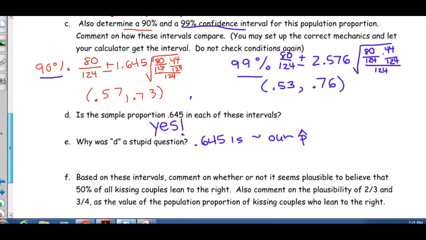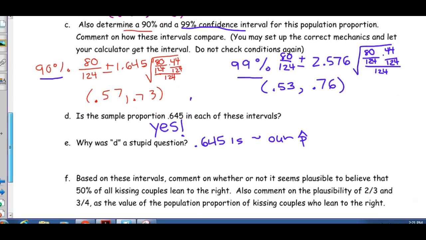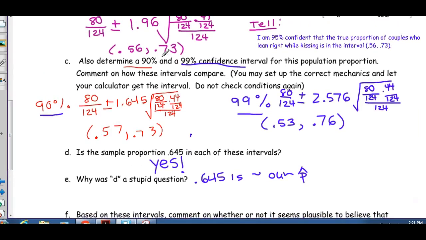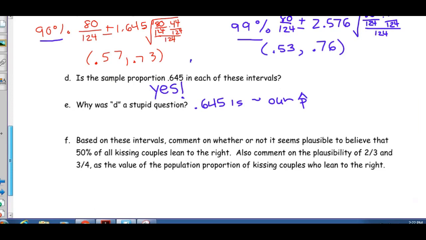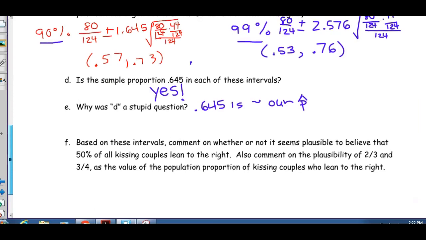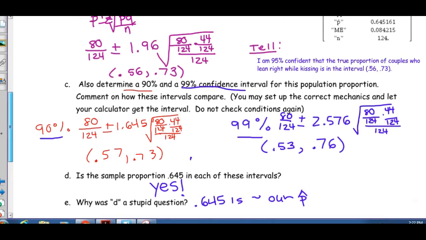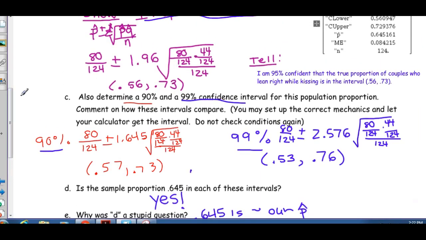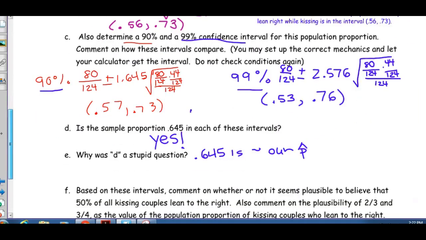When we look for 2/3, that's like 0.66-ish. That exists inside all of these intervals. So that's something that could be plausible. That makes sense to us. 3/4 is 0.75. So not so sure depending on what your confidence level is, because if we look here, when we go to 95 and 90, it doesn't really fit inside our confidence interval, so I'm not so sure about that.